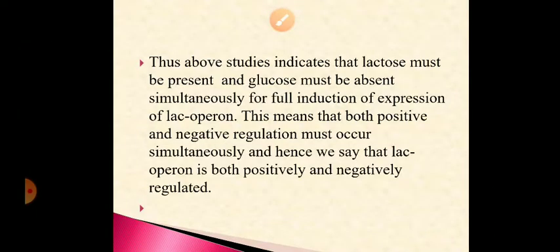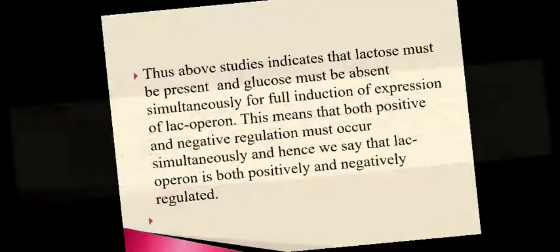So the above studies indicate that lactose must be present and glucose must be absent simultaneously for full induction of expression of the lac operon. In order that the lac operon expresses to its fullest and produces all three enzymes in large quantity, it is necessary that lactose should be present and glucose must be absent. This means that both positive and negative regulation must occur simultaneously, and hence we say that the lac operon is both positively as well as negatively regulated.